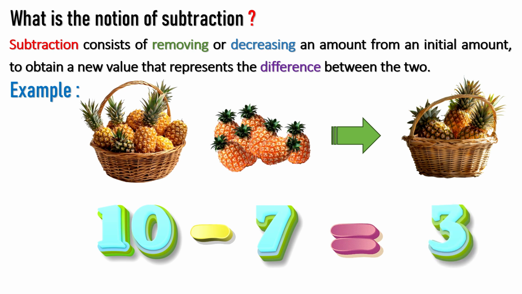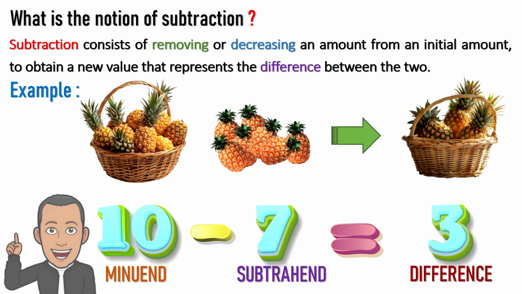number 3. It should be noted that the number 10 is called the minuend, the number 7 is called the subtrahend. The subtraction symbol indicates the operation to be performed, and the number 3 indicates the difference. In this way, the concept of subtraction is complete.